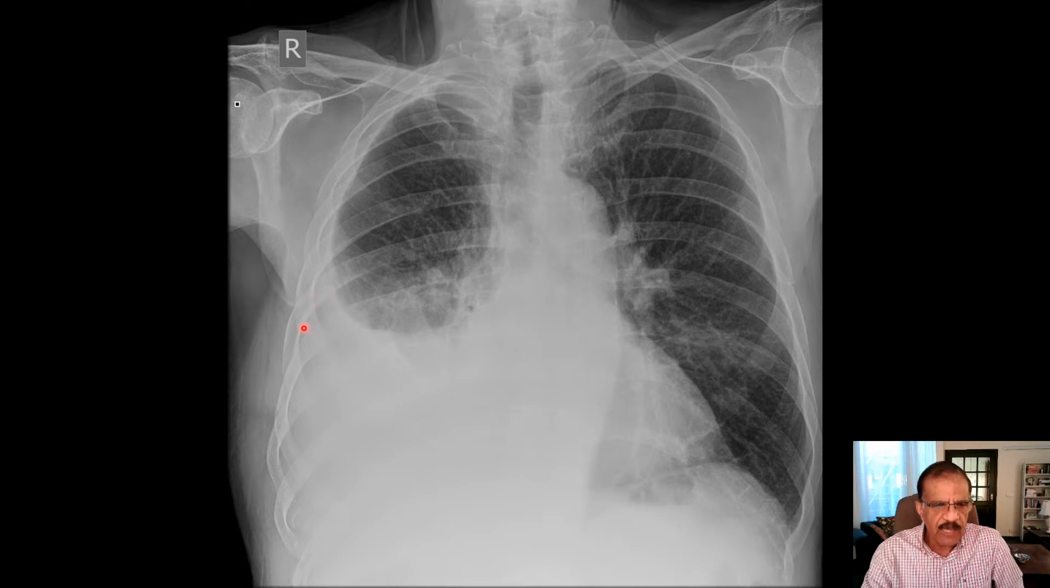Then you can comment on these angles. You do not see the right costophrenic angle because this is all filled with fluid. And you also do not see the right cardiophrenic angle. So the right costophrenic angle is obliterated and the right cardiophrenic angle is obliterated, and you don't see the diaphragm because this opacity is in contact with the diaphragm, so you don't see the demarcation. This part must be liver and this part is opacity, so you don't see the diaphragm, and you also don't see the right cardiac border because again it is obliterated.